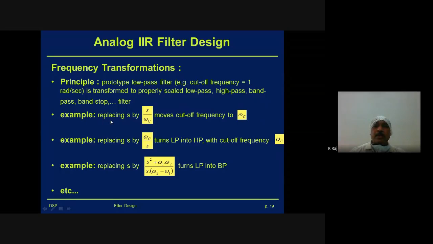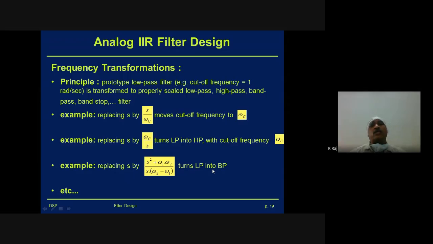For example, if we replace s by s upon ωc, the designed filter will move to having a cutoff frequency of ωc. Similarly, if we replace s by ωc by s, then it will turn the low pass filter into a high pass filter with cutoff frequency of ωc. And if we replace s by (s² plus ω1 multiplied by ω2) divided by s(ω2 minus ω1), then we will turn the low pass filter into a band pass filter.